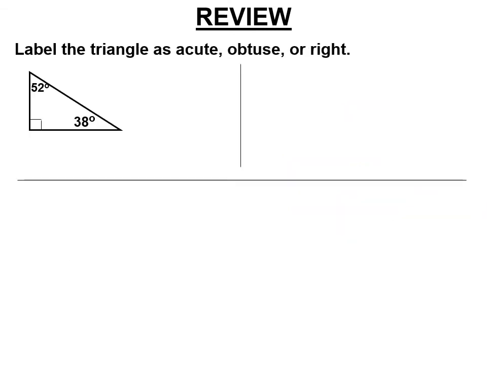All right, so what kind of triangle is that? There's a 90-degree angle. If it has a 90-degree angle, that's called a right angle, and this is called a right triangle. They're all less than 90. That means it's acute.